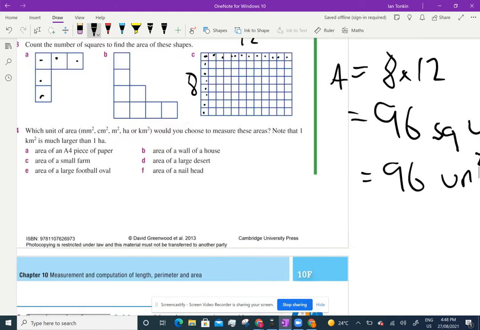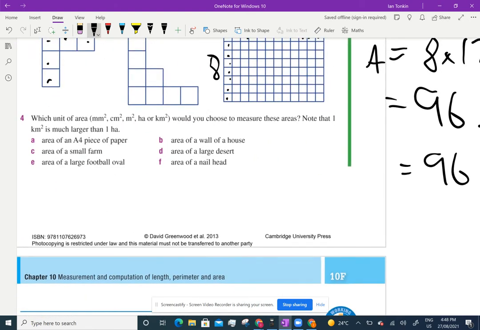Question 4, check those out. What's the best way to measure that? An A4 piece of paper? I don't know. What would you choose? I think I'd use centimetres squared.